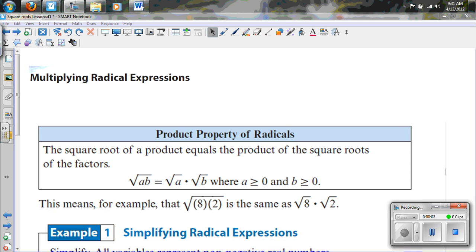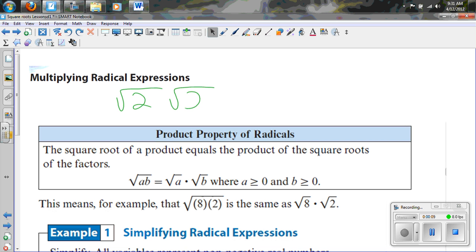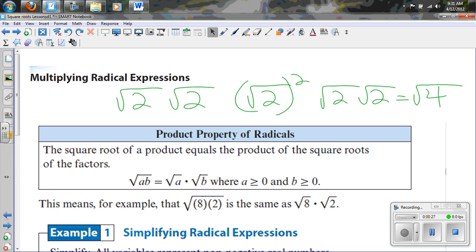Multiplying radical expressions. If you recall, in the past we have done something like the square root of 2 times the square root of 2, and we talked about how that's the square root of 2 squared. And so you take the square root of anything squared and that undoes the square root. Well, another way to look at this is the square root of 2 times the square root of 2, and that's really the square root of 4. And so the square root of 4, we get that because we can combine radicals when multiplying.